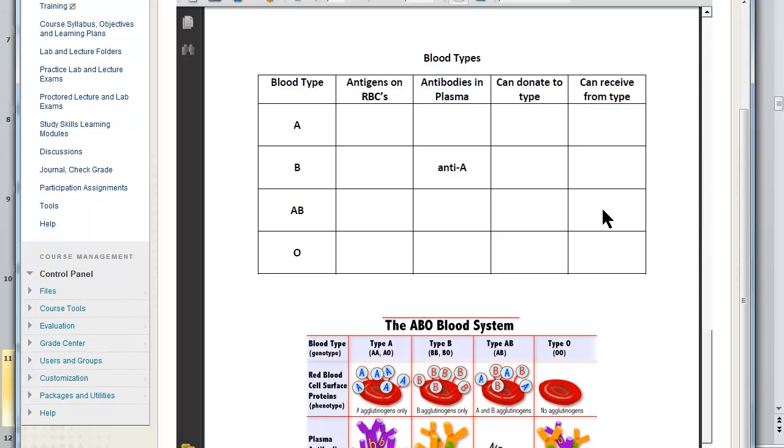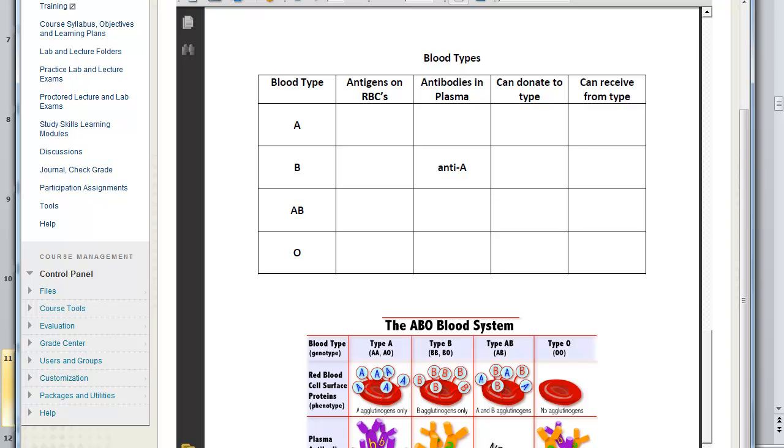Antigens on the red blood cells of a type O, here we can see there's none. Agglutinogens, that's the same thing as antigens. So when you see that word, it means the same thing as antigens. So type O has no antigens on the red blood cells. Antibodies, because it doesn't have any antigens, it considers any of those foreign because they weren't born with any. So A and B antibodies will form in the plasma.